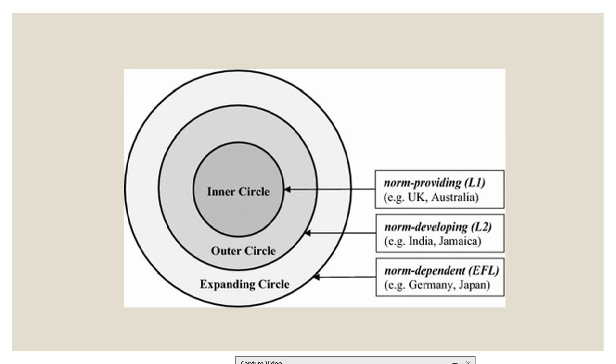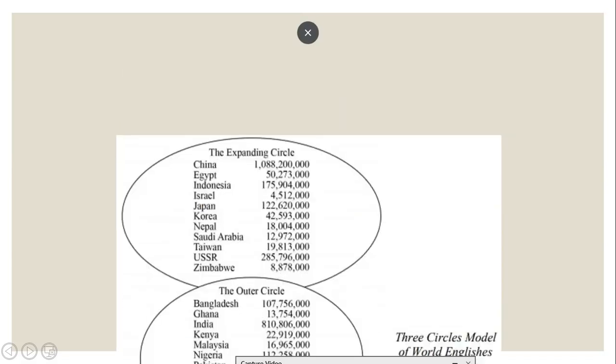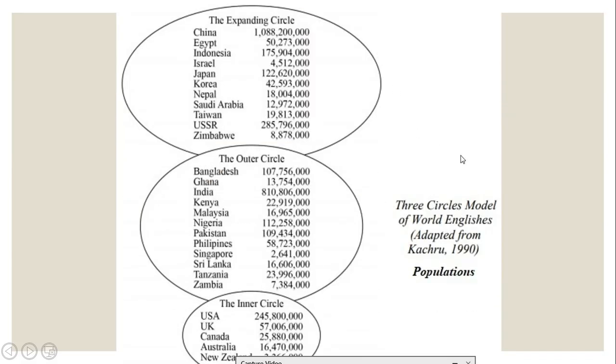Bringing this back to the three concentric model, the connection is made between the norm-providing fellowships and the inner circle, the norm-developing ones and the outer circle, and the norm-dependent ones and the expanding circle. Now you can look at the screen. Now we can see the populations in each circle. The first one, the expanding circle, is recorded with the biggest figure in China. The outer circle, we have the biggest figure in Nigeria, and the last one, the inner circle, in the USA with the biggest figures.